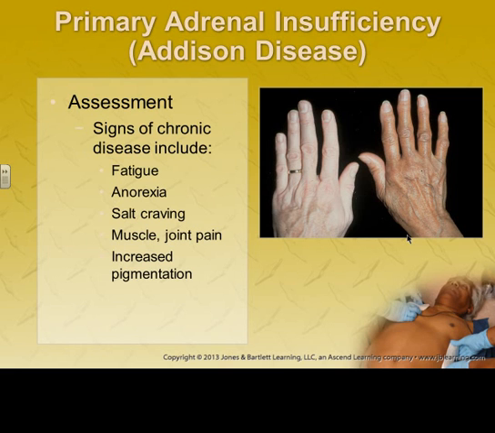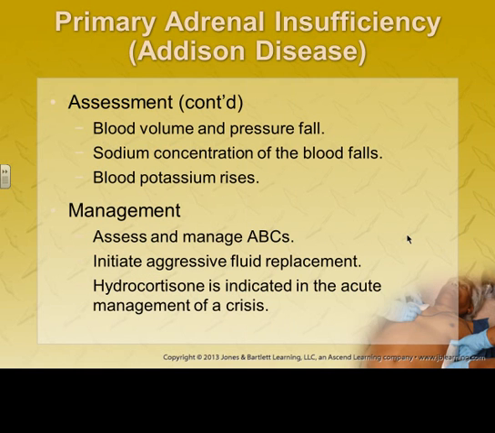With Addison's disease, the body's going to improperly regulate sodium, potassium, and water in the body fluids. Blood volume and pressure starts to fall, so we're looking for decreased blood pressure. The salt cravings is because you start losing sodium, and as you lose sodium, your potassium increases. So if they start having increased potassium, we definitely want to be looking at EKGs and stuff like that.